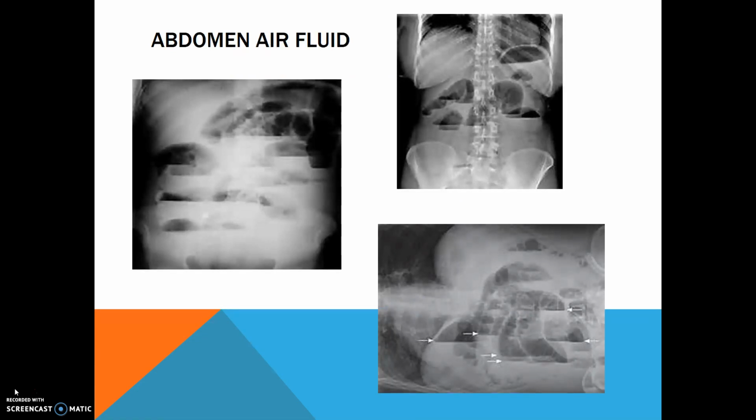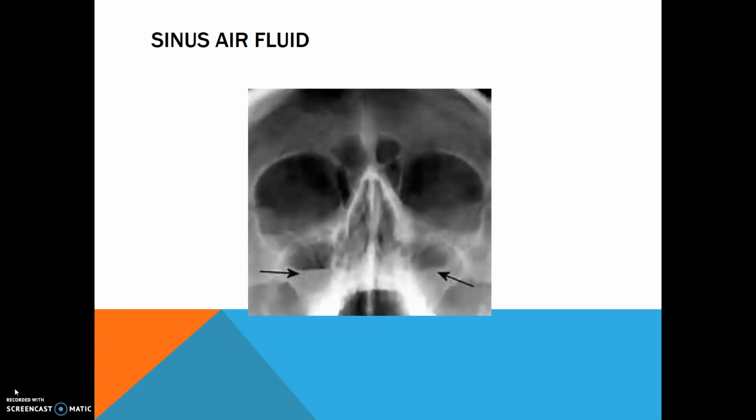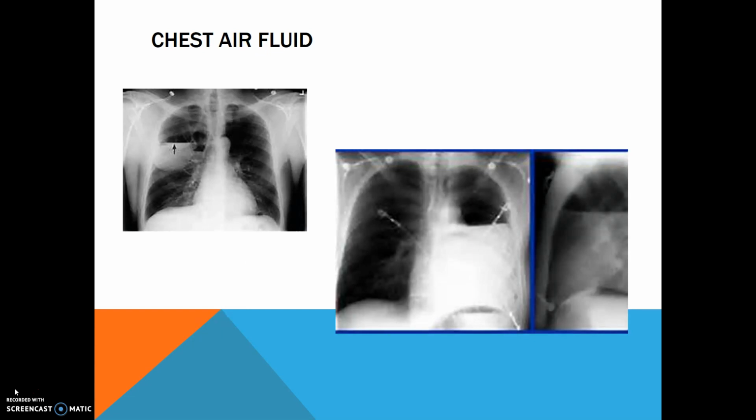Here are some examples of abdominal air fluid levels. Here's an example of a sinus air fluid level. And here are some examples of a chest air fluid level.